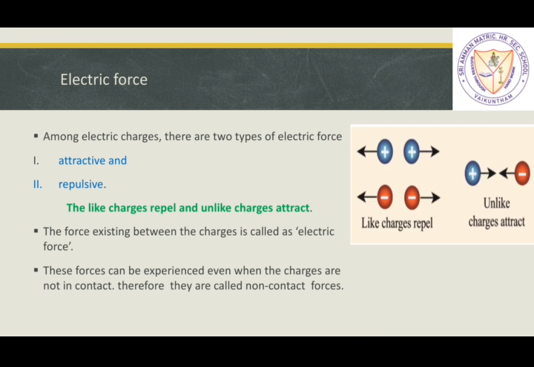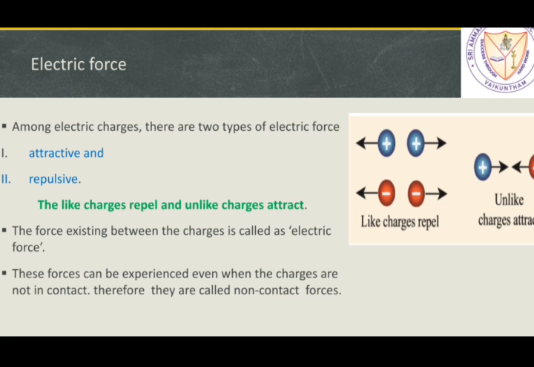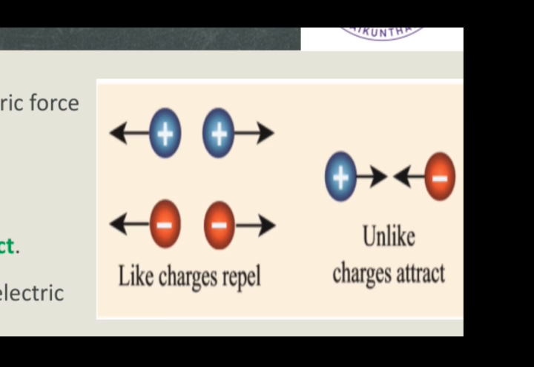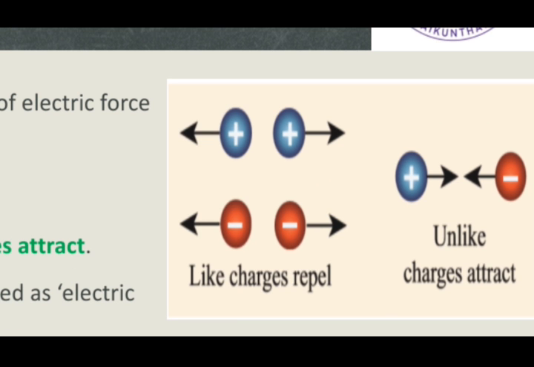So this is the diagram showing how like charges repel. You can see there are two positive charges. When two positive charges are kept near, what happens? They are moving in different directions. That means they will push aside. They will repel. Similarly, when you bring two negative charges, they will repel. They don't like each other. They are of the same type.